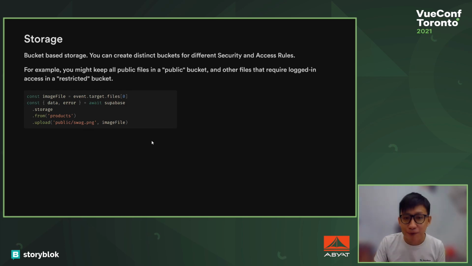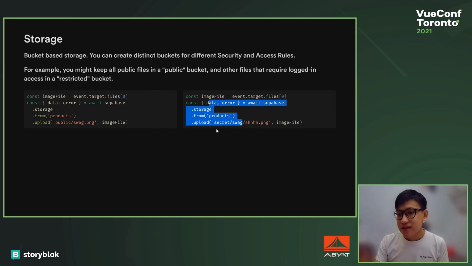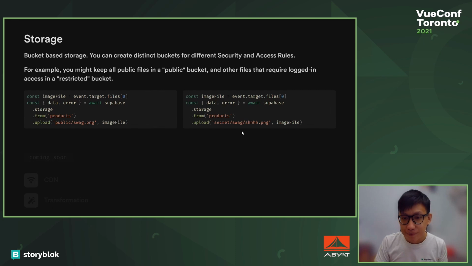All right, let's see this example. Once you have this data, you can simply invoke this function supabase.storage, and then from the bucket name, and then you upload the image file. This is to the public bucket. Or if you want to insert into a subfolder inside a folder inside a bucket, you can also do this. All right, it is very easy to use Supabase storage as well.